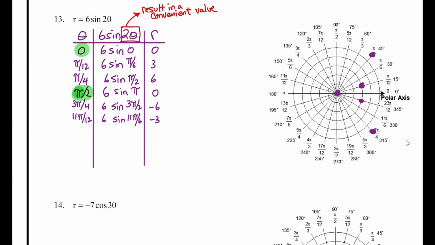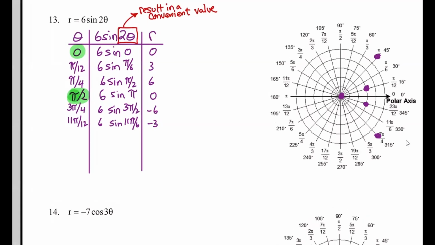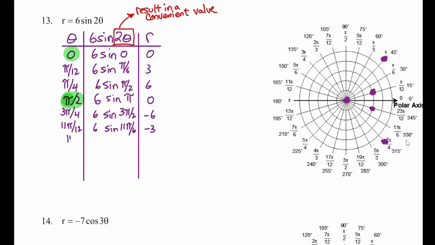Now, how did I know that I screwed up that pi over 2 instead of pi? Is because the next one, as I worked my way around, was supposed to be pi. And I looked at it, I was like, oh, wait a minute, I already got that one. So that was my indicator.